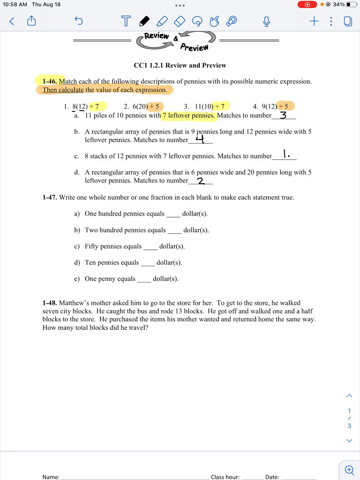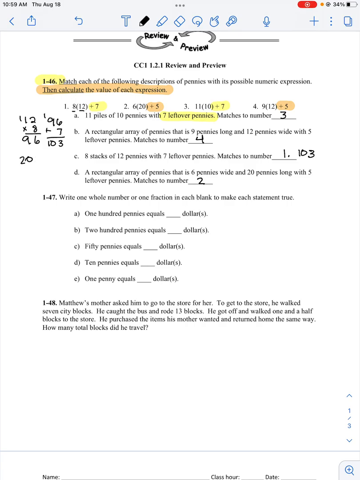8 times 12. Order of operations says that I have to do multiplication first. I'm going to do 12 times 8, or 8 times 12. 8 times 2 is 16. 8 times 1 is 8, plus 1 is 9. It's 96. And then I have to add 7. When we're adding, remember that we have to line up our place values. So 6 plus 7 is 13. 9 plus 1 is 10. Number 1 is 103. And I'm going to write that. I'm going to write all my answers next to the number matching the description.